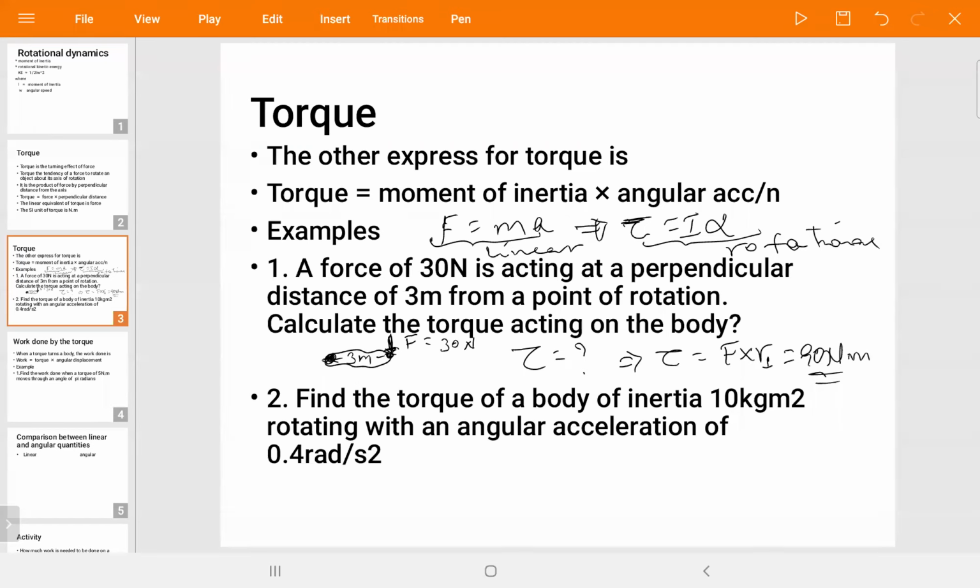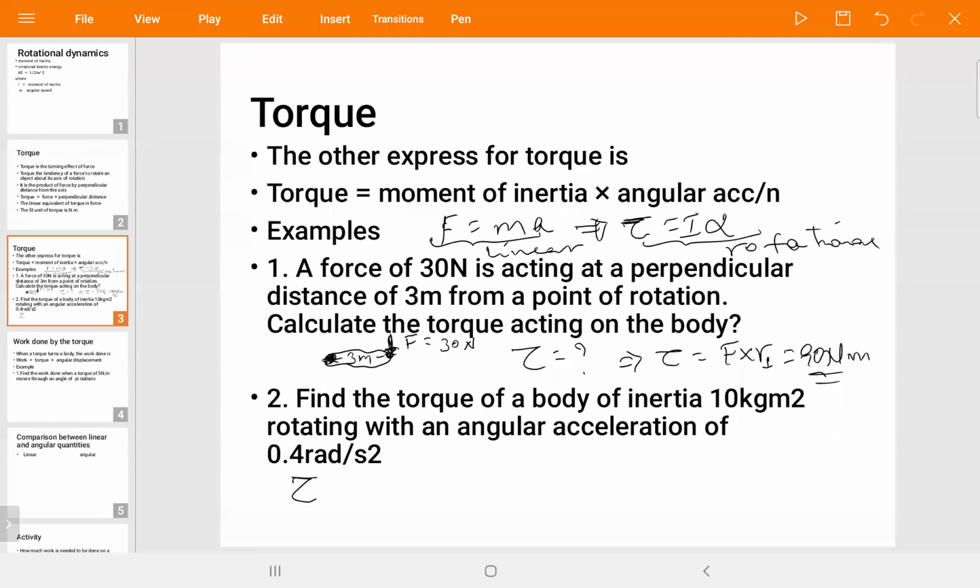It is a vector quantity, and we use a cross product of force and perpendicular distance. Then maybe the direction will be counterclockwise or clockwise, or we can use another way to express direction. And the second problem is also about torque. Find the torque of a body of inertia 10 kilogram meter square, rotating with an angular acceleration of 0.4 rad per second square.